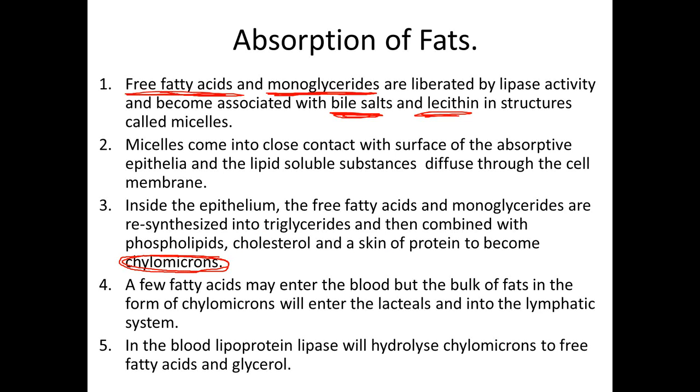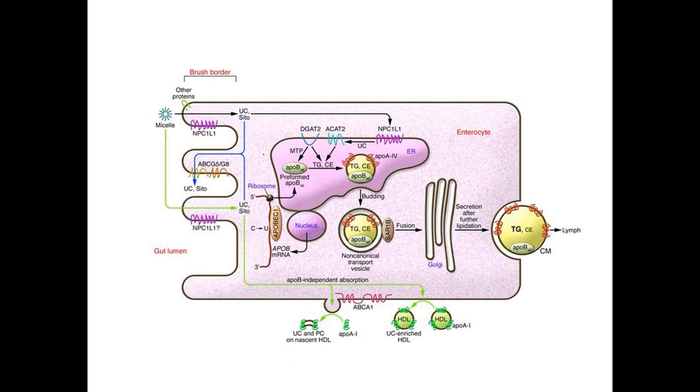Now, a few of the individual fatty acids may enter the blood directly, but the bulk of fats that you actually absorb are absorbed into the lymphatic system via structures called chylomicrons. When the chylomicrons get into the blood, enzymes in the blood break them open to release their packages of fatty acids and glycerol. Let's see that on the next slide.